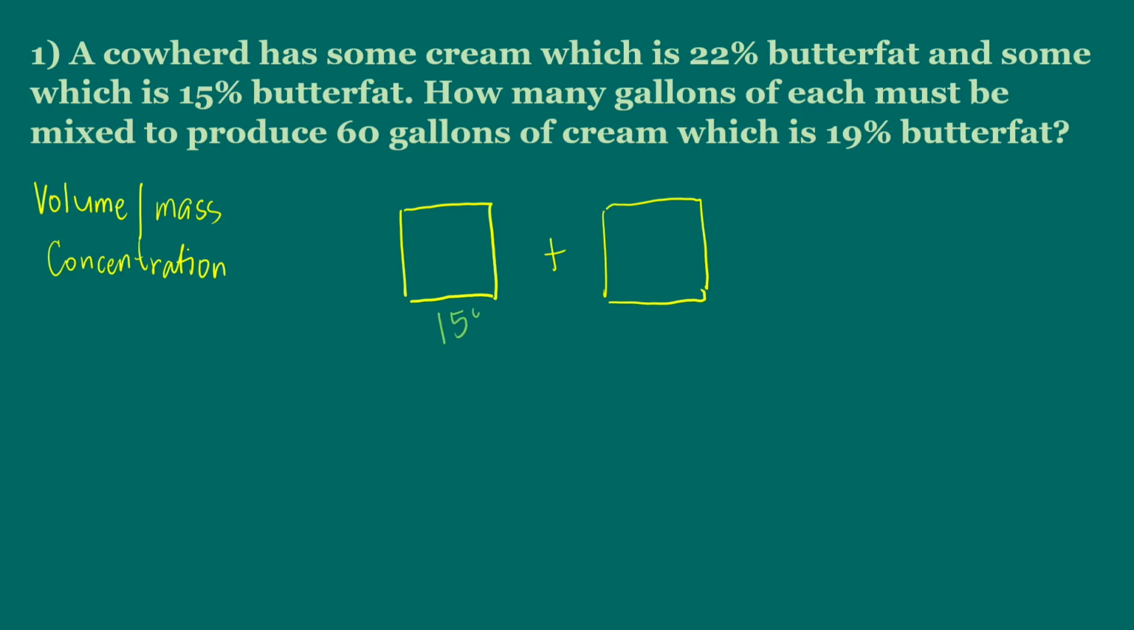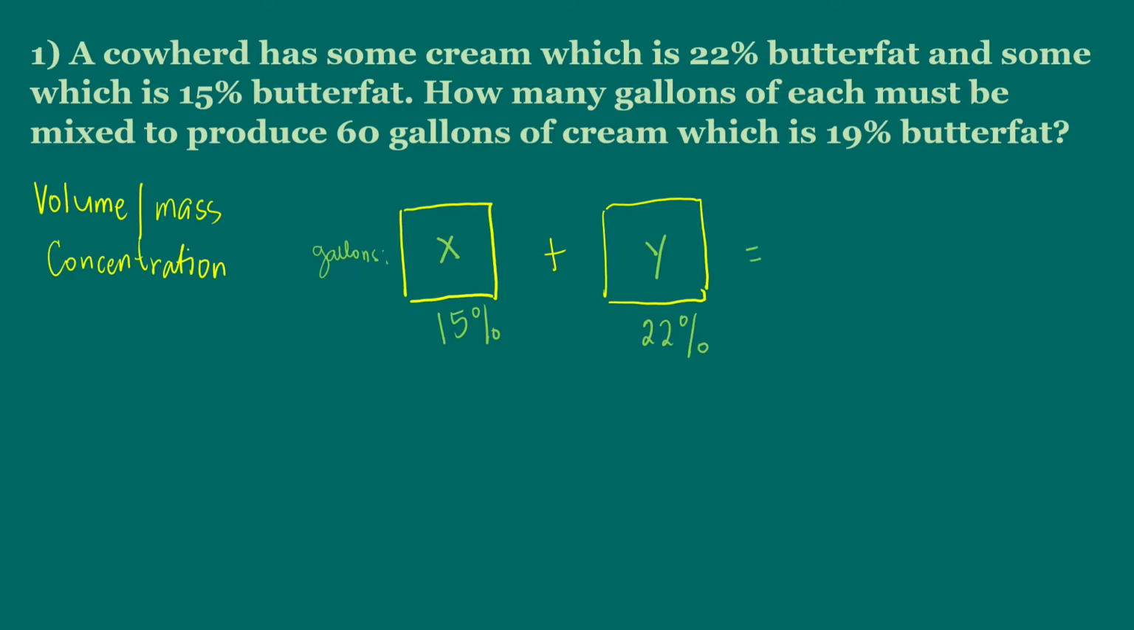So we will be mixing 15% and 22% cream, with these percentages of butterfat. And then, we are asked how many gallons of each. We do not know that, so we will be assigning variables to the things we do not know. Let's say this is X gallons and this is Y gallons.